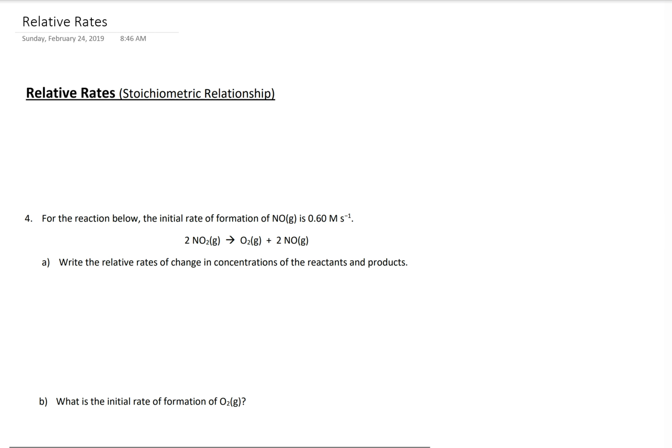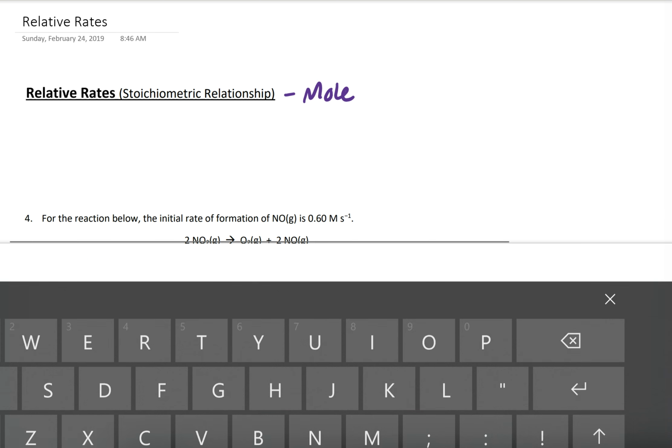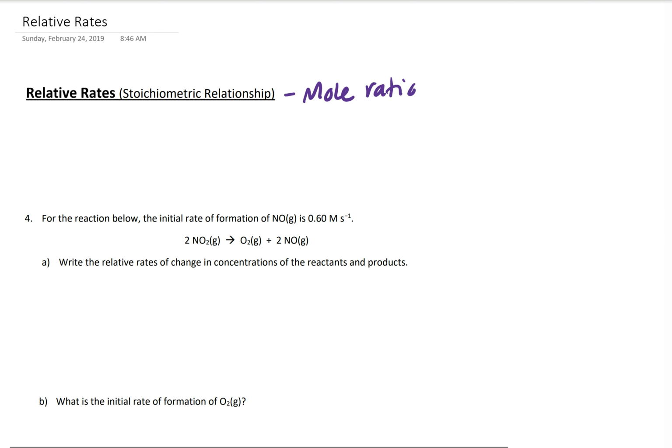One other type of reaction rates are called relative rates, and this is using the balance equation and the coefficients and essentially looking at the mole ratio. So this is your stoichiometric relationship. So we're using mole ratios from our balance equation. That means we're using coefficients. So I'm going to jump right into an example because I think it's better understood through an example than rather me trying to give you the definition to begin with.